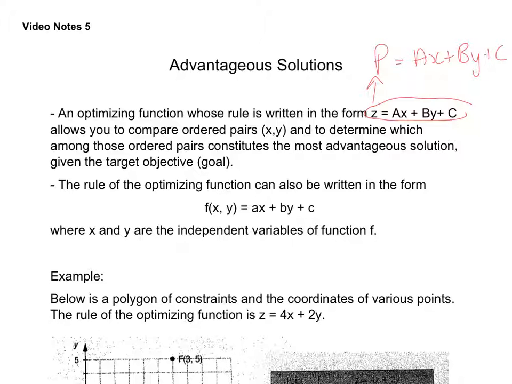So the rule for an optimizing function can also be written in the following form here, but you don't need to worry about this. Keep it as Z is equal to AX plus BY plus C. Keep it simple, where X and Y are independent variables, so you don't need to worry about that. We won't overcomplicate things.